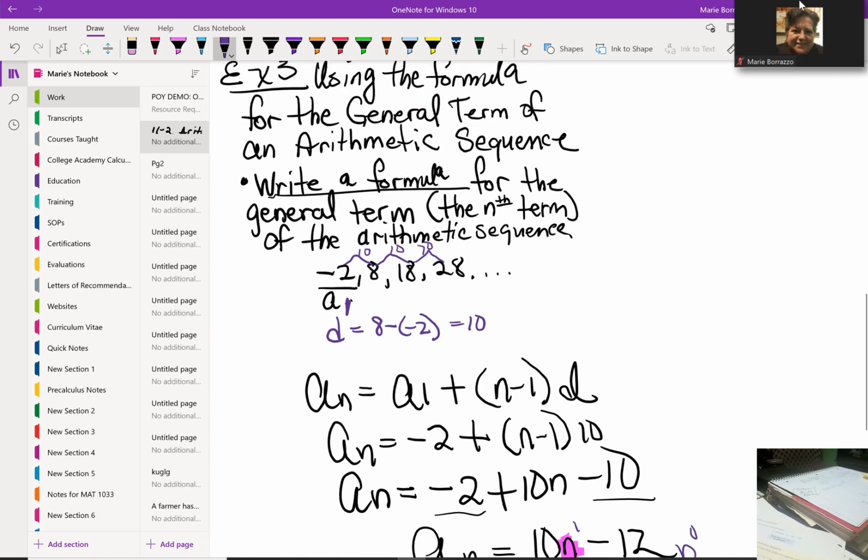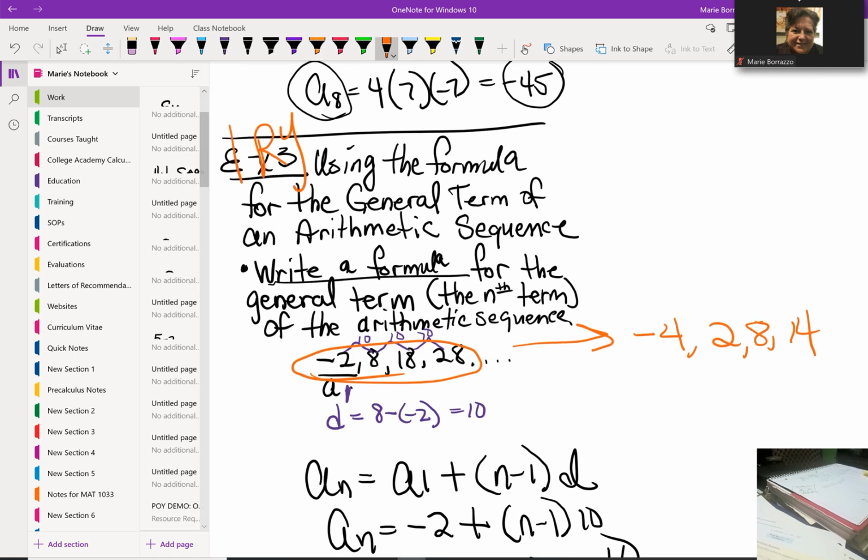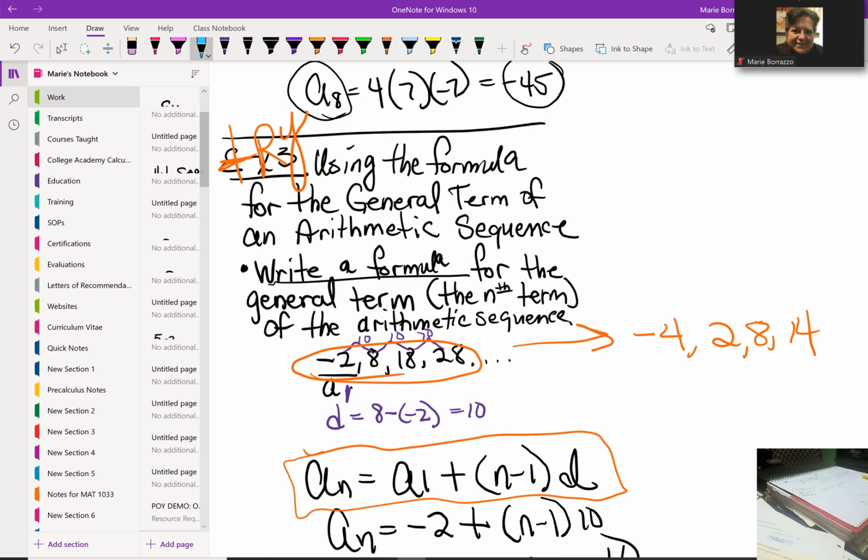All right, so same question stem. I'm going to give you a try, and I'm going to simply change these numbers here. So we are giving you negative 4, 2, 8, and 14. This is the try part of example 3. Once again, apply this formula, and let's see what values you come up with. I'll give you a few minutes on that. And just for the record, it should be a sub n is equal to 6n minus 10.